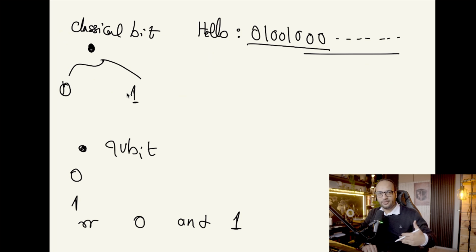And the quantum bit or the qubit has this ability. It has the ability to jump into the superposition and leverage the quantum properties to be partly in 0 and partly in 1. So it can exist in both situations at the same time.